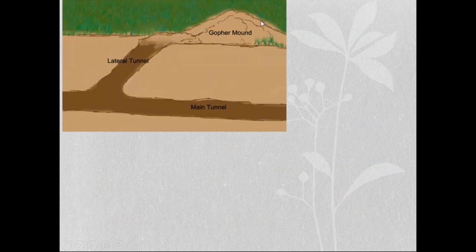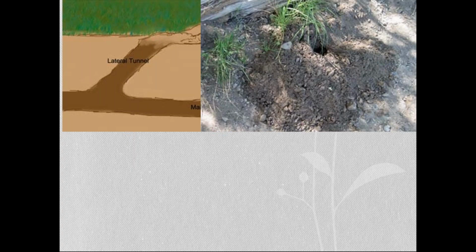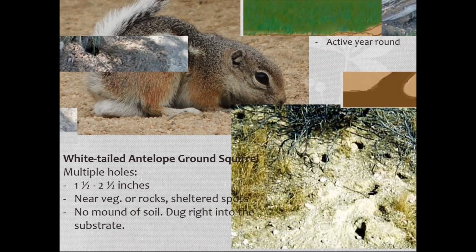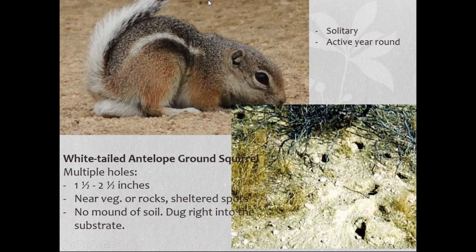Gopher mound. So here you go. Here's the gopher mound. If you could just scrape away that dirt, you might see the tunnel going down. Here's another one. Here you can actually see the tunnel. And another picture. These guys are prolific. They are all over the place in the Joshua Tree area. Black Rock, again, great place to find them.